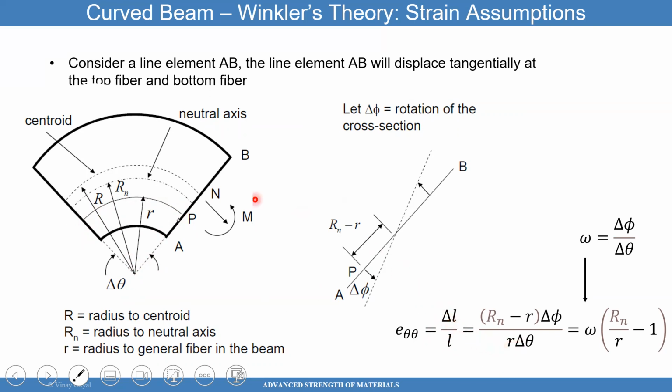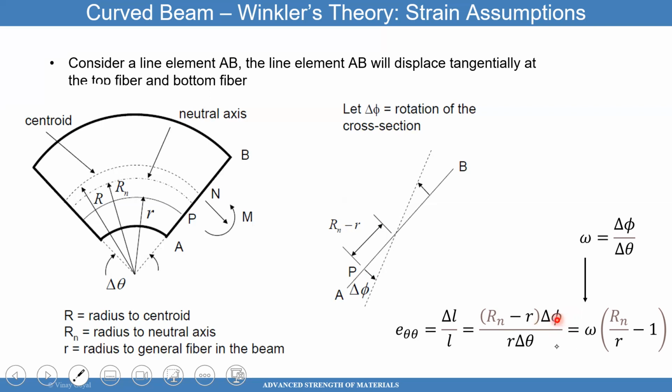And then the change in length is given by this distance here. And that distance there is Rn minus R times delta phi, for small angle approximation. I invite you to check that at home, and I think you will see that that is the case.